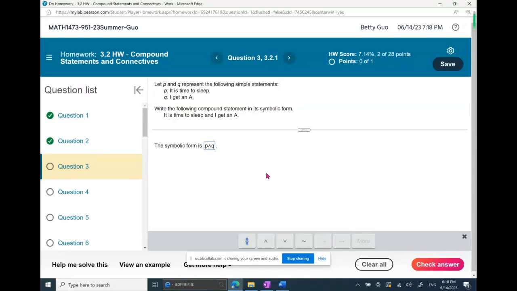This is consistent with the intersection notation, the upside down U in chapter 2, set theory, right? A and B, the intersection is an upside down U, which means and. And here, the upside down V also means and as well.